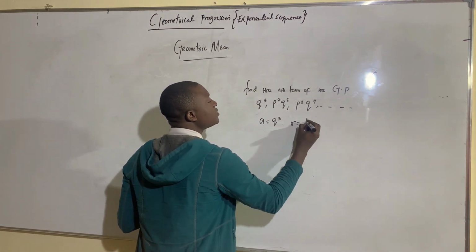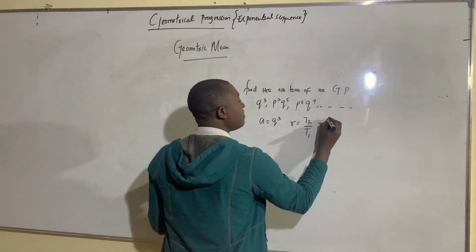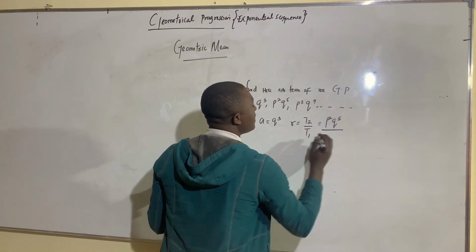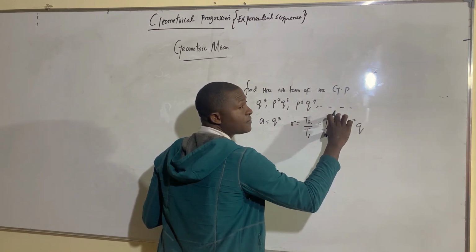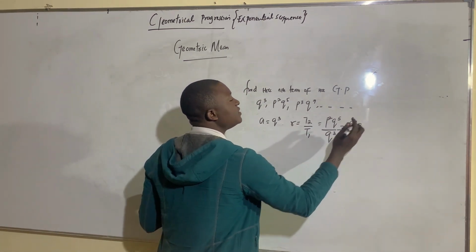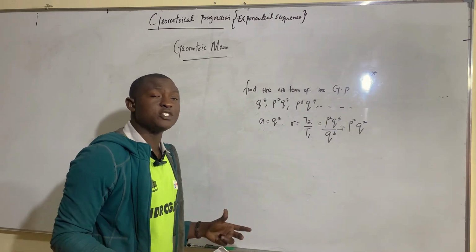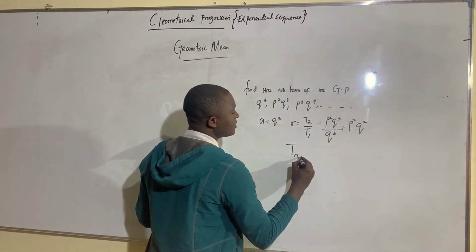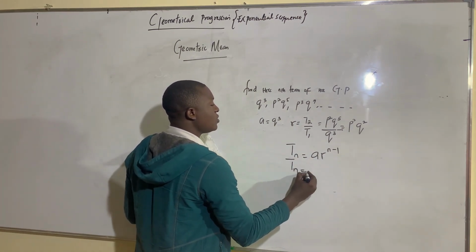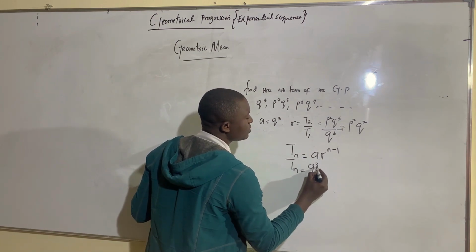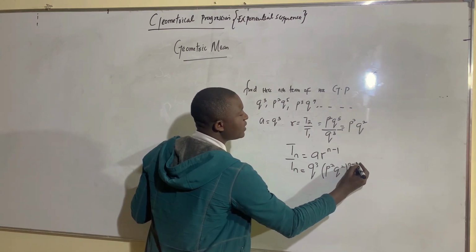So I want to find the common ratio. Common ratio is the second term divided by the first term, right? The second term we have here is P^2 Q^5 divided by the first term, Q^3. So I can have P^2, and for Q, 5 minus 3, we are going to have 2. So the next step is to find the nth term, which is the general term of that particular GP. We know the formula is Tn equals a r^(n-1), right? So down here we have Tn equals my first term, Q^3, times my common ratio, P^2 Q^2, raised to the power of n minus 1.